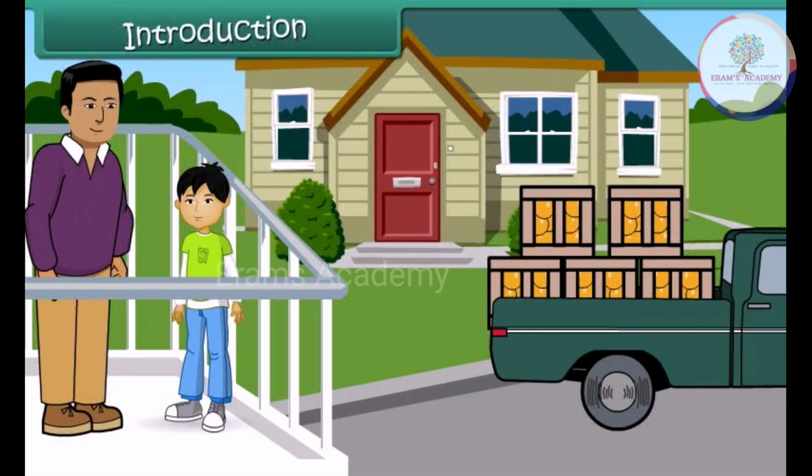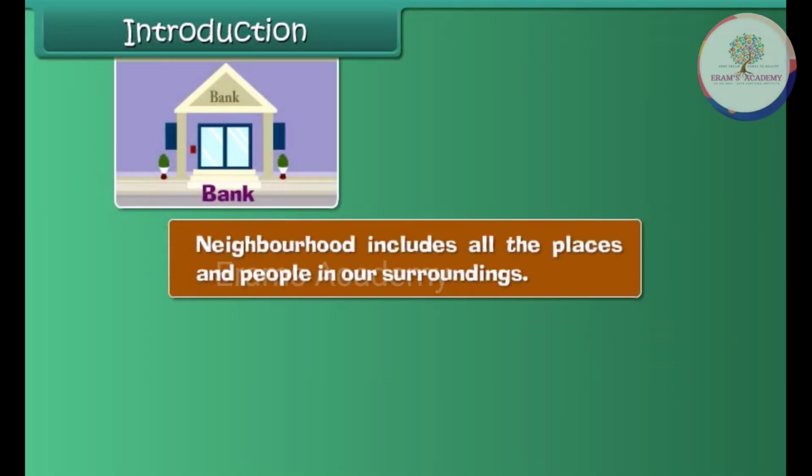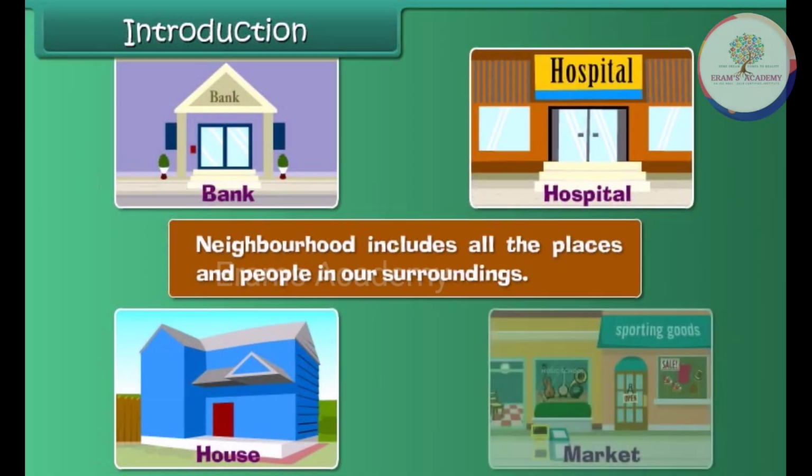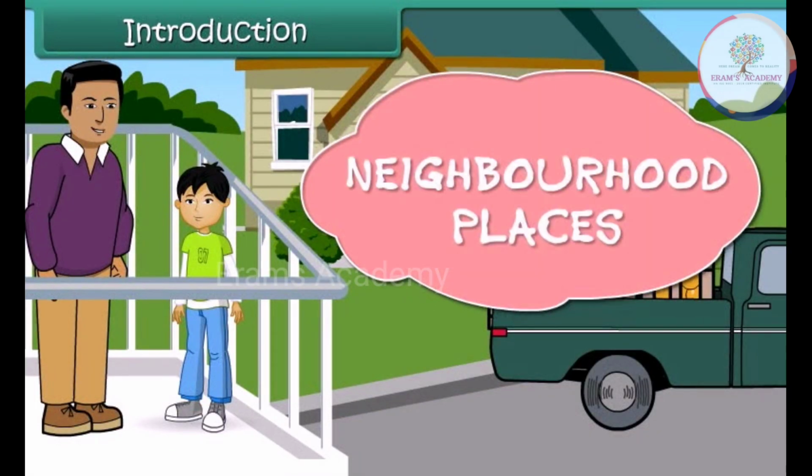Introduction. Hello Dad, look there. Shama uncle is shifting his family and home articles to somewhere near. Dear Sam, they are shifting to their new home. Now Mr. Gupta will be in our neighborhood. Dad, what do you mean by neighborhood? Neighborhood includes all the places and people in our surroundings. Now let's go to some neighborhood places and learn more about them.